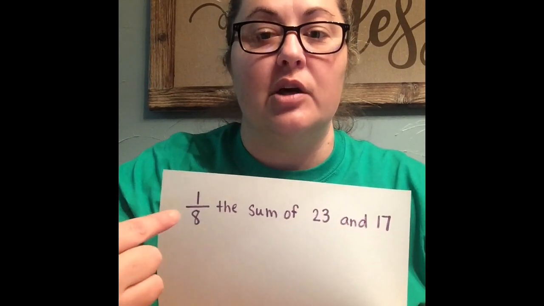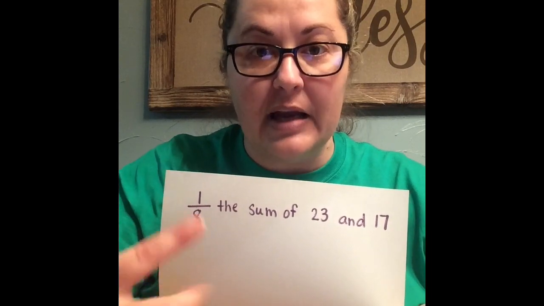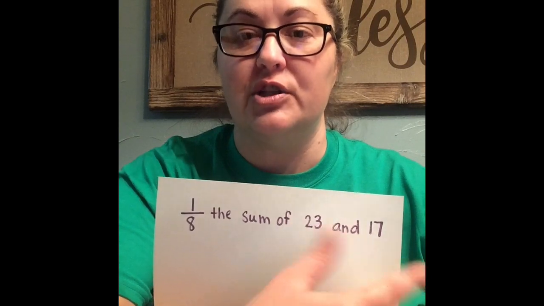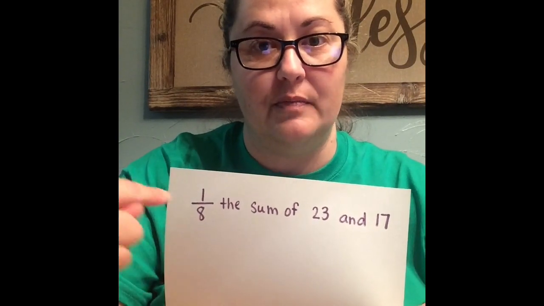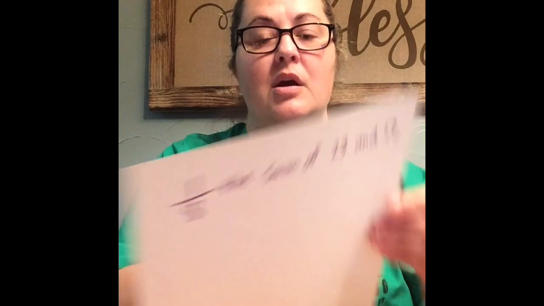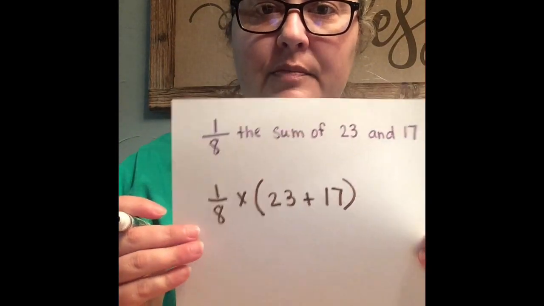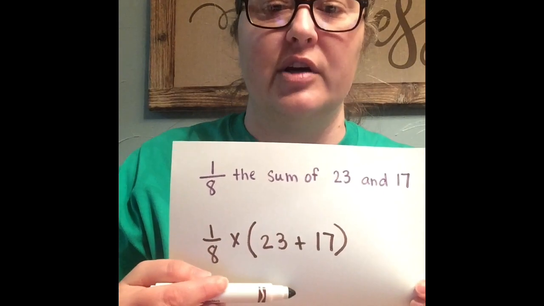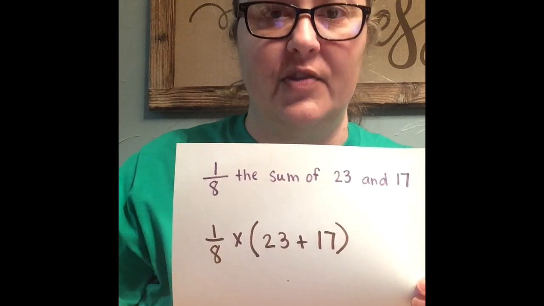Okay? So when you look at this, you're going to rewrite it with parentheses because it's going to tell you to do this first and then to multiply by 1/8. Okay, just some friendly reminders there. So when we rewrite this, it's going to look like this: 1/8 times the sum of 23 and 17. Okay, now what are you going to do first? You're going to do your 23 plus 17. Okay, and you're going to exchange it down here and write your 1/8 beside it.